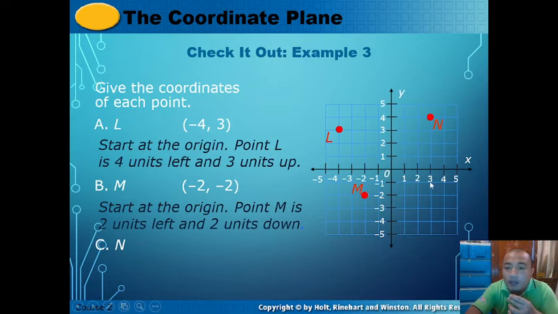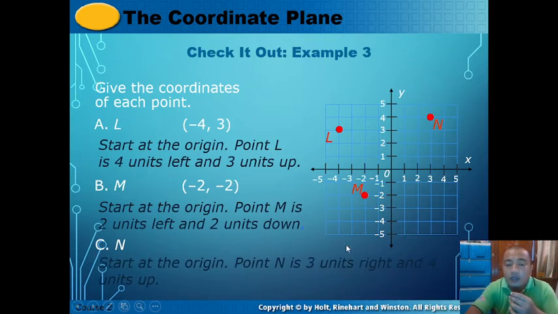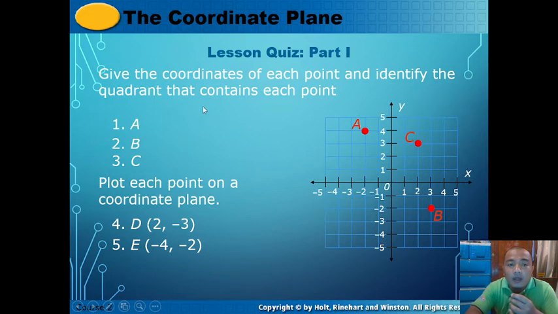How about N? Here. Start at the origin. Point N is 3 units right and 4 units up. Answer, 3, 4. Okay? Very easy.